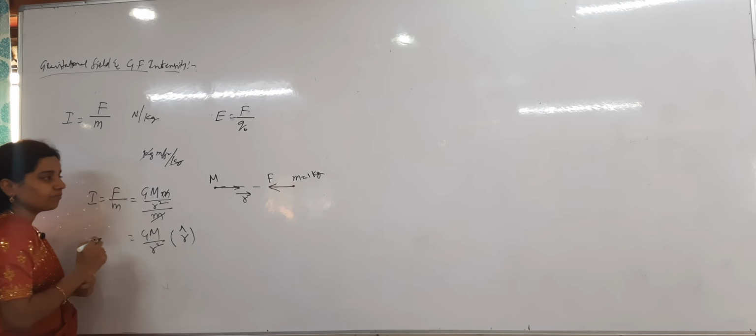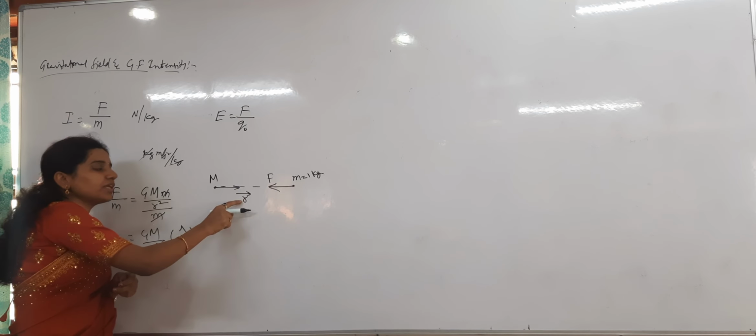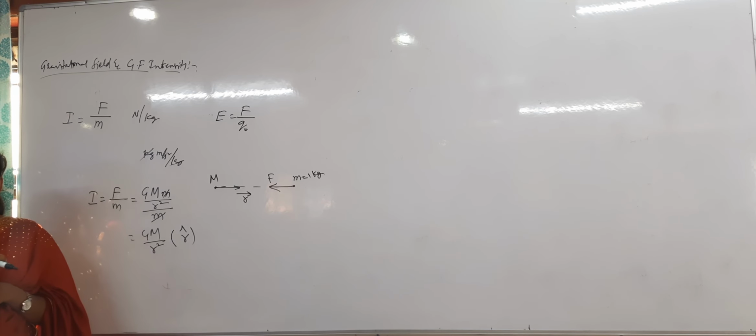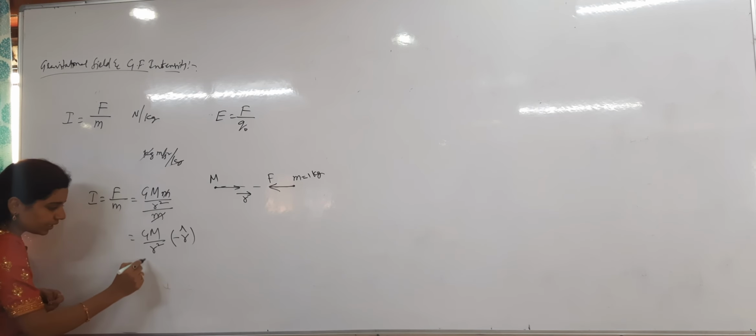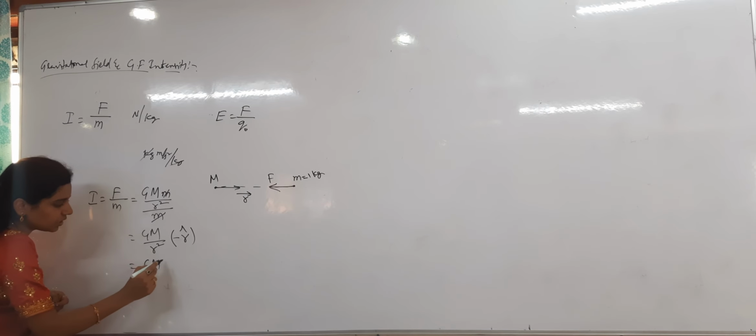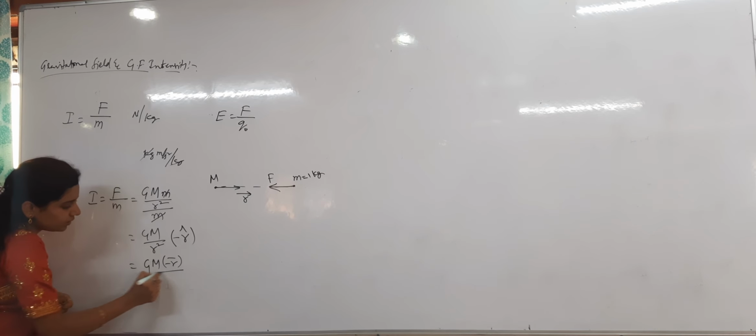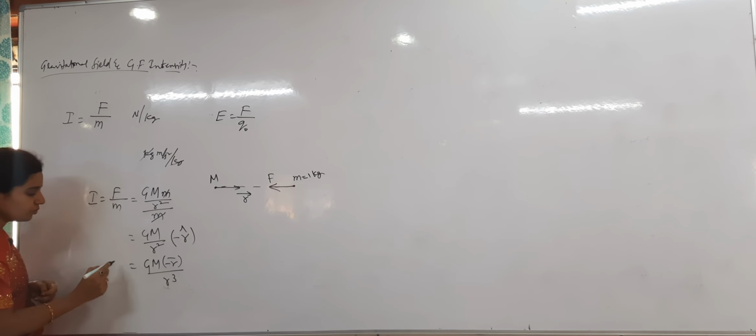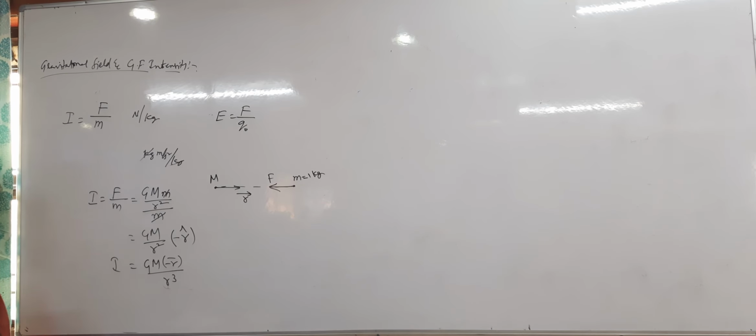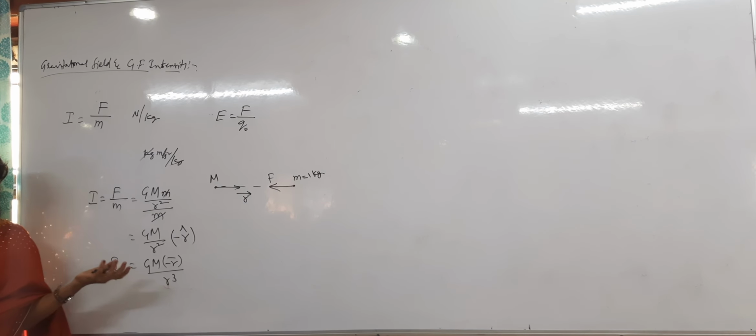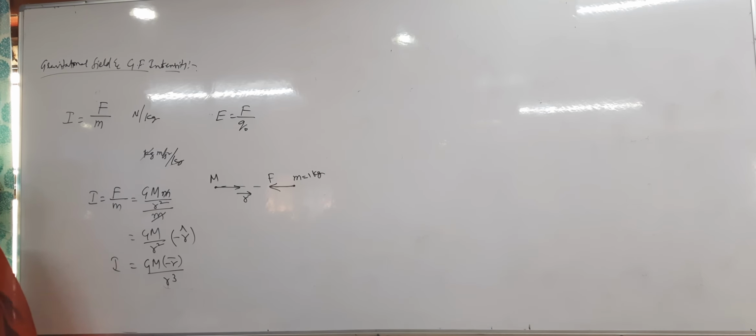R cap. But now this force and then R bar are opposite to each other. So what will we put here? Minus. Then clearly what can I write here? GM into minus R bar divided by R cube. This is the intensity, GM by R cube. However, I said in the force also, what formula did we get in the vector form? GMm by R cube into R bar.